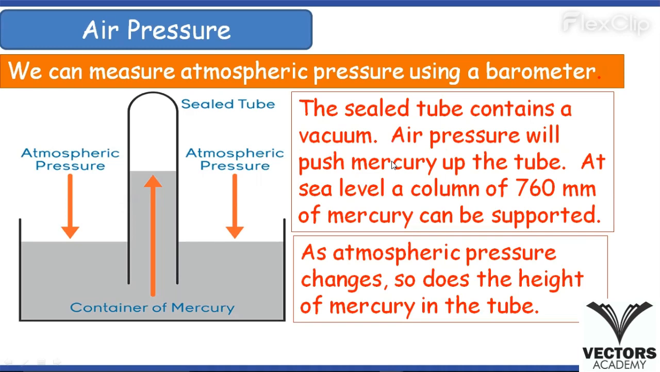How to measure air pressure? To measure air pressure, we have a device which is called a barometer. The barometer consists of mercury, a sealed tube, and a container. The sealed tube contains a vacuum. Air pressure will push the mercury up the tube at sea level to a column of 760 millimeters of mercury. As atmospheric pressure changes, so does the height of the mercury in the tube.